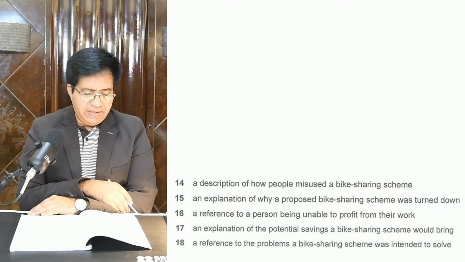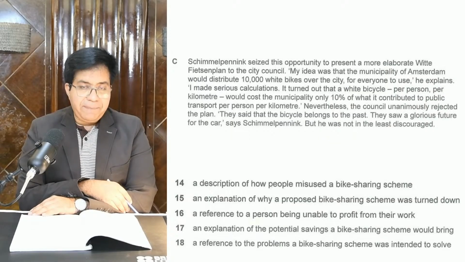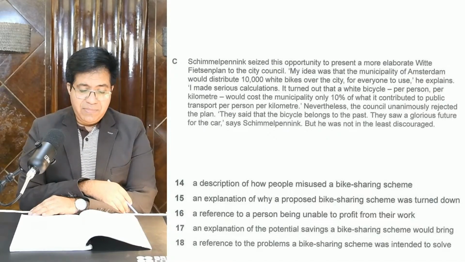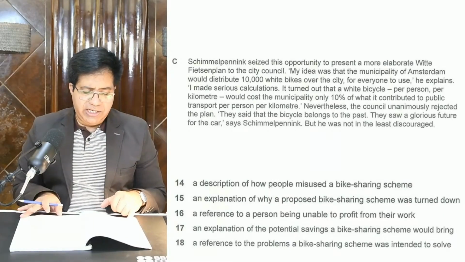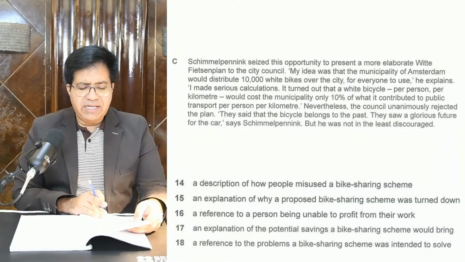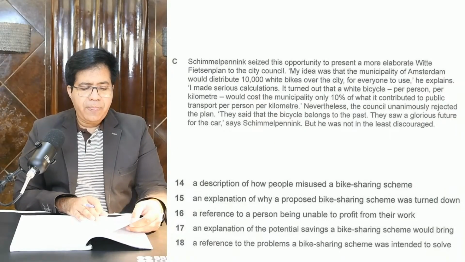Paragraph C, third last line. Nevertheless, the council unanimously rejected the plan. And what was the plan? Bike sharing scheme. Unanimously rejected the plan, means the bike sharing scheme was rejected. So question number 15, correct answer is C.